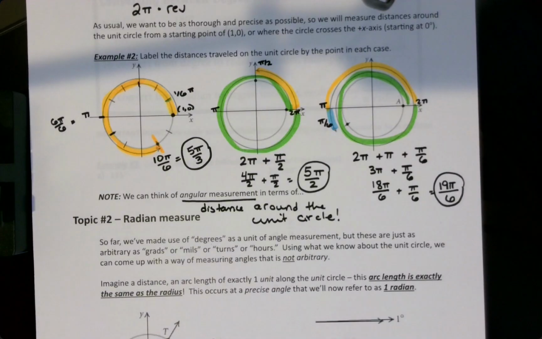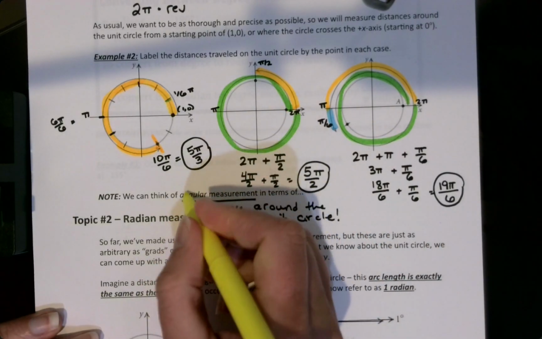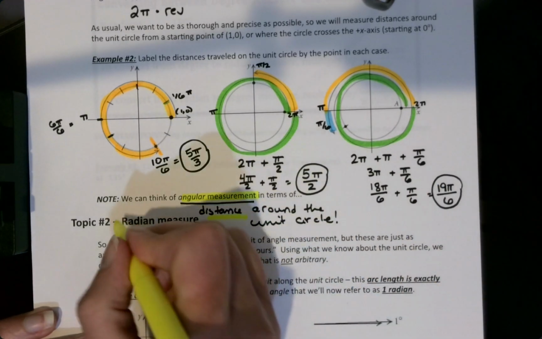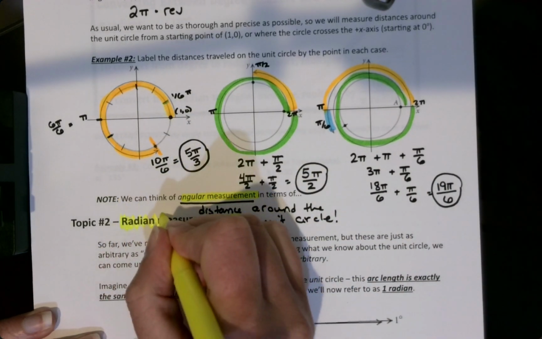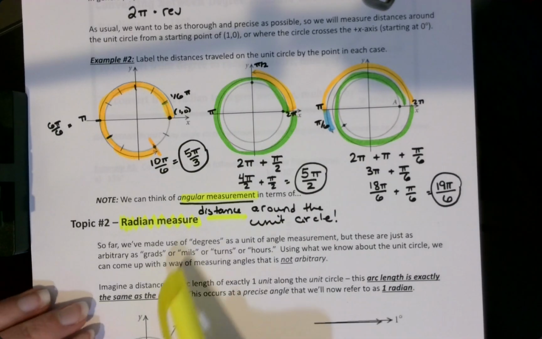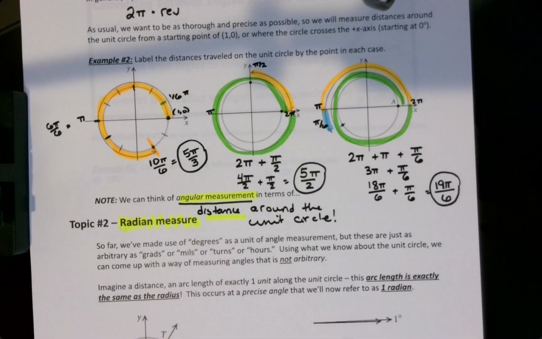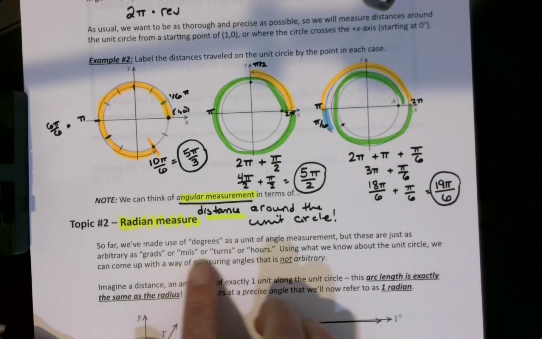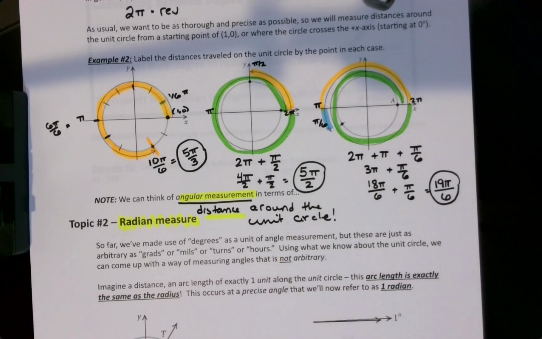Okay. So we can think about our angular measurement here in terms of distance around the unit circle, and that's going to be what radian measure does for us. So far, we've made use of degrees as a unit of angle measurement, but degrees are just as arbitrary as grails, mids, turns, hours, feet.